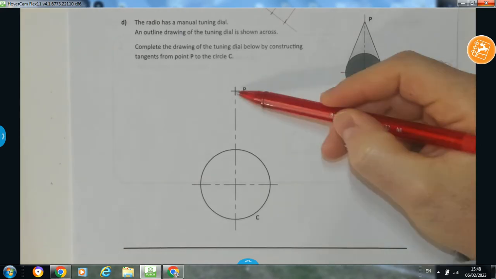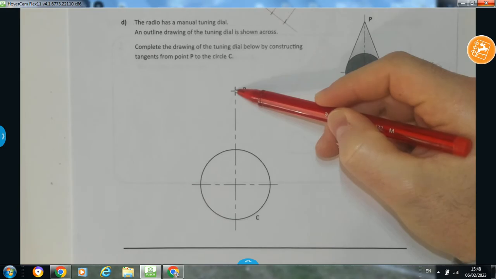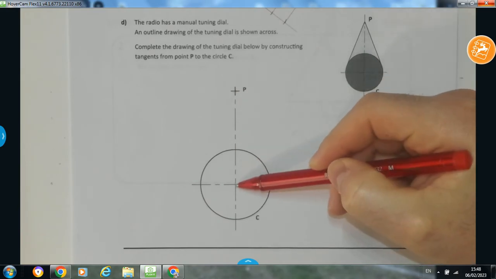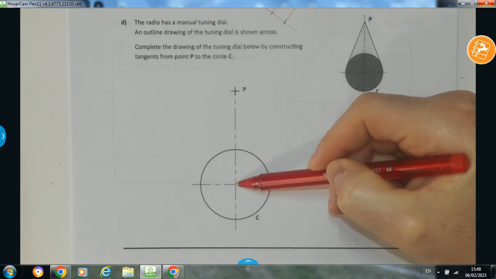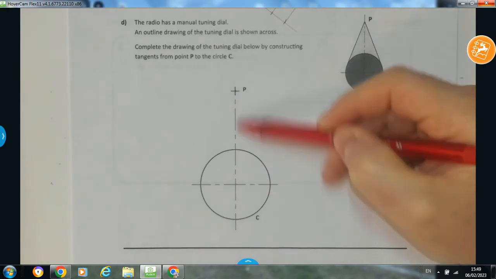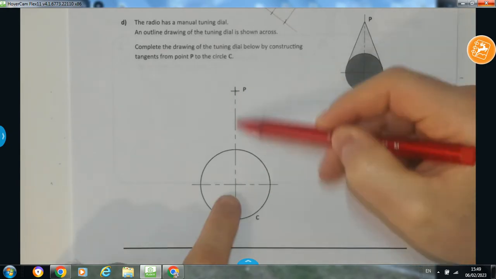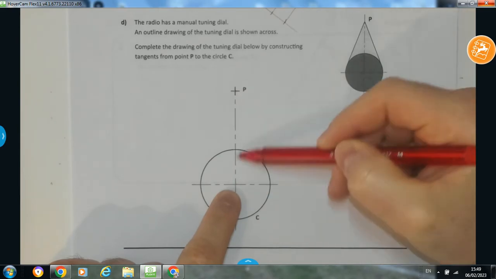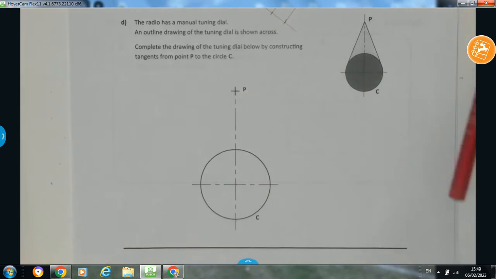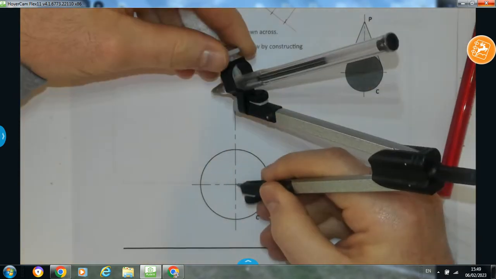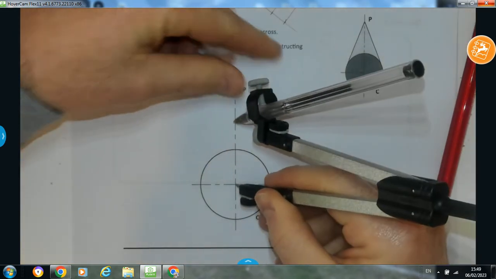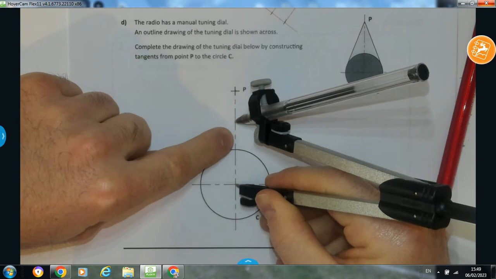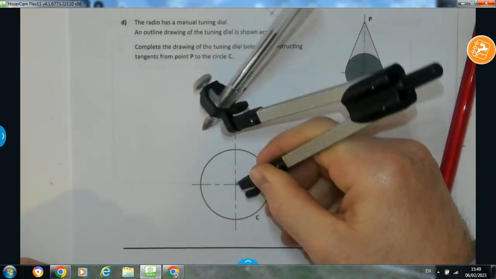So how you do that is, first of all, you connect the point you're drawing from to the center of the circle. Luckily enough for us in this question, the point P is already connected to the circle, so step one is already done for us. You connect P to the center of the circle. Then I have to bisect the distance from P to the center of the circle. So from the middle of the circle, pick a distance that is greater than halfway, which is about there. So I'm going to pick a distance about here.